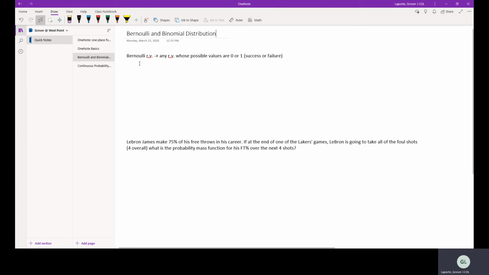So go ahead and let's define a random variable x. So the random variable x is, let's assume that it's Bernoulli with a p probability of success. So p represents the probability of success.